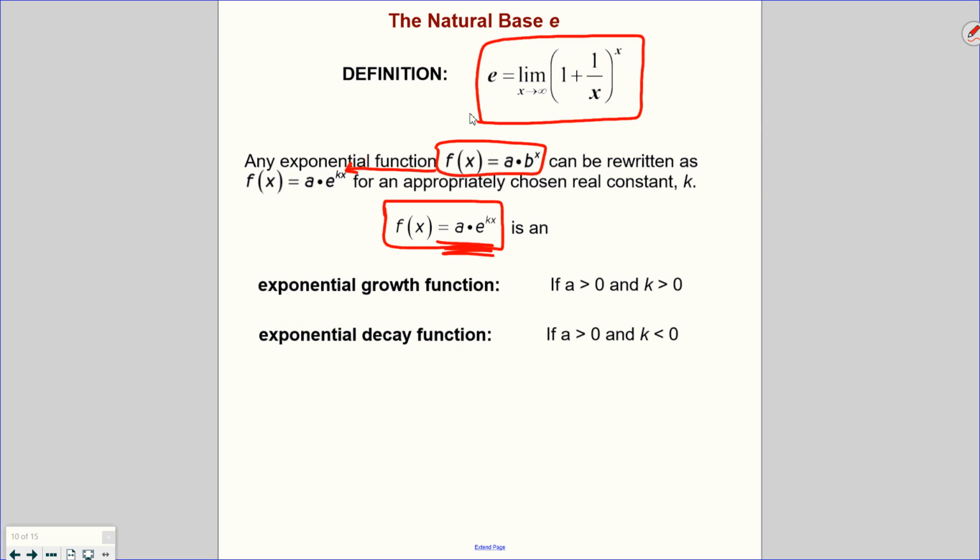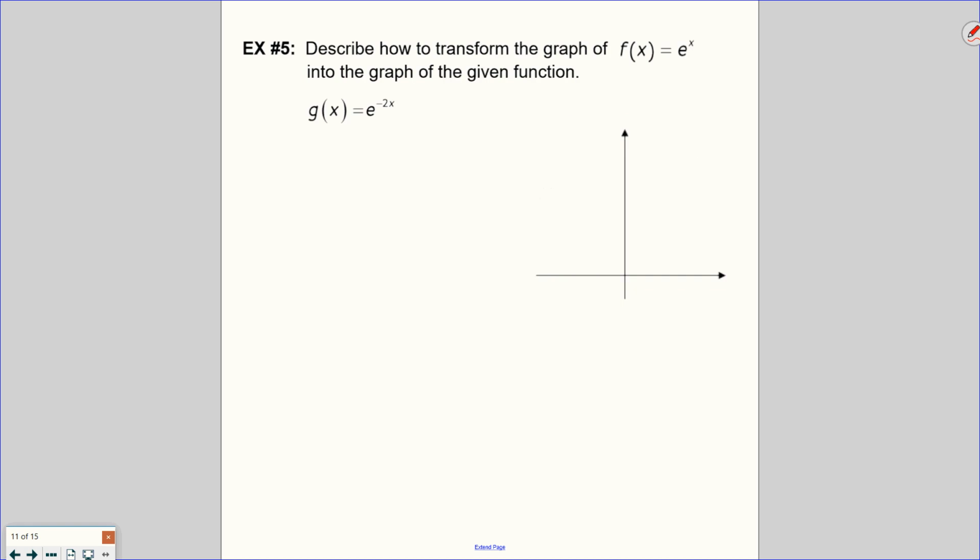In this case, if a is positive and k is positive, it's growth. If a is positive but k is negative, it will be decay. So you're going to need to have some sort of conditions in order to figure out what k is. Generally we have a situation where we know something grows exponentially, and here's one situation that works, and so you can solve for k. All right.